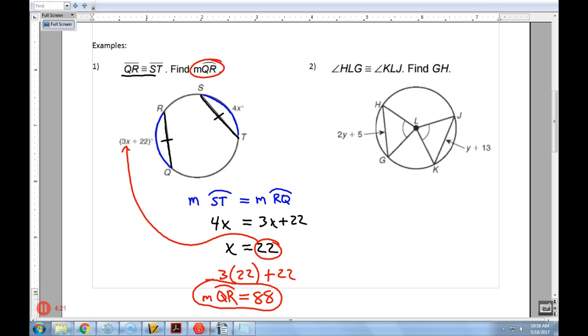All right, moving on to the second one. Looking at the diagram, I'm given that these two central angles right here are equal. Let's call them angle 1 and angle 2. Given that angle 1 is equal to angle 2, it's a weird looking 2, I know that both the chords and the arcs are equal. So I know that HG is congruent to JK.